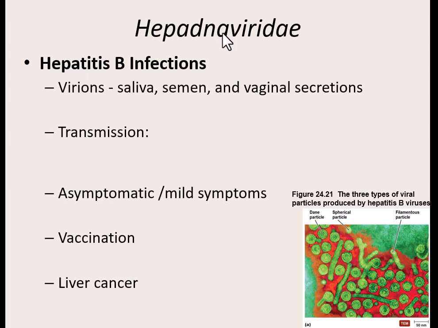It's usually some type of fluid interaction is how you're going to pick it up. For a lot of individuals, it's asymptomatic or mild symptoms. A lot of individuals don't even go to the hospital or even realize that they've got a hepatitis B infection. Luckily for us, we have a vaccine for it. It's a 3-vaccine series, and it's an extremely effective vaccine.